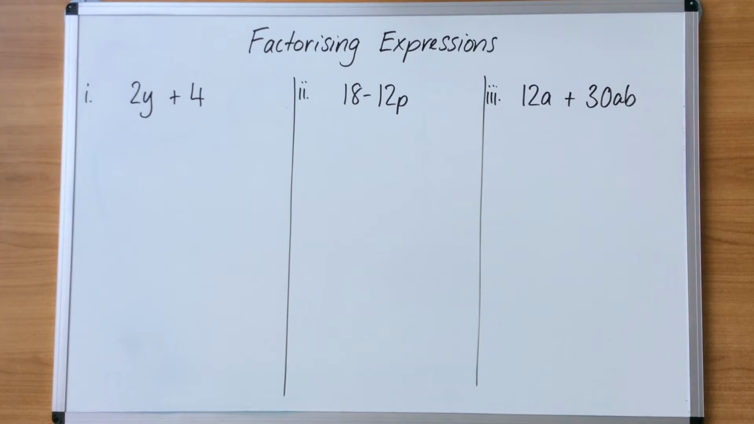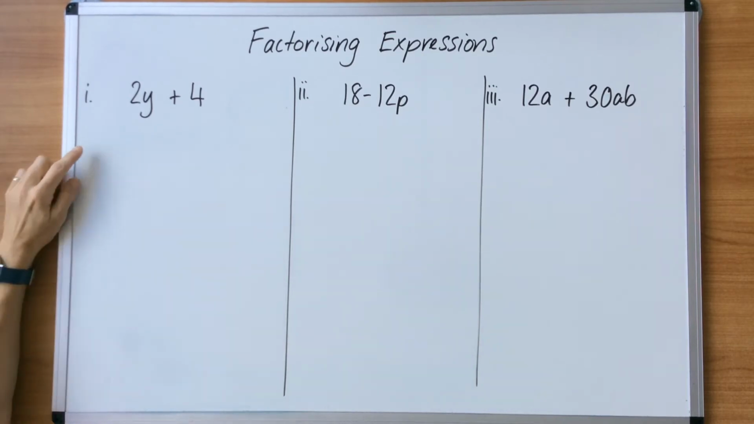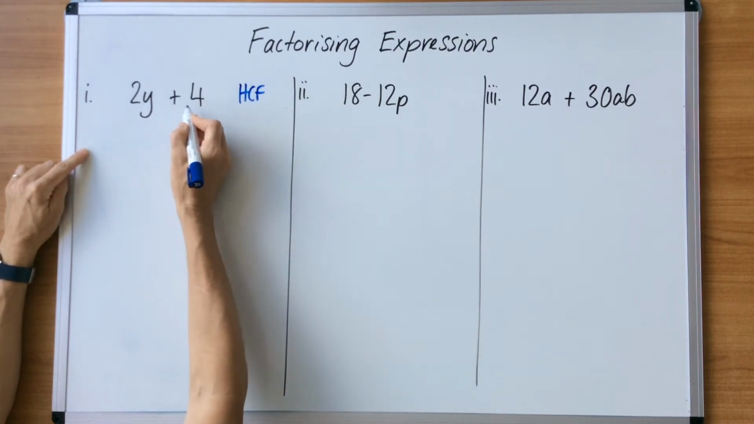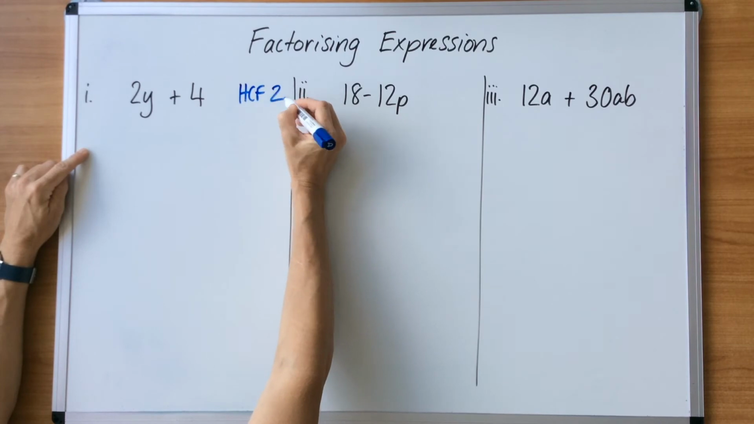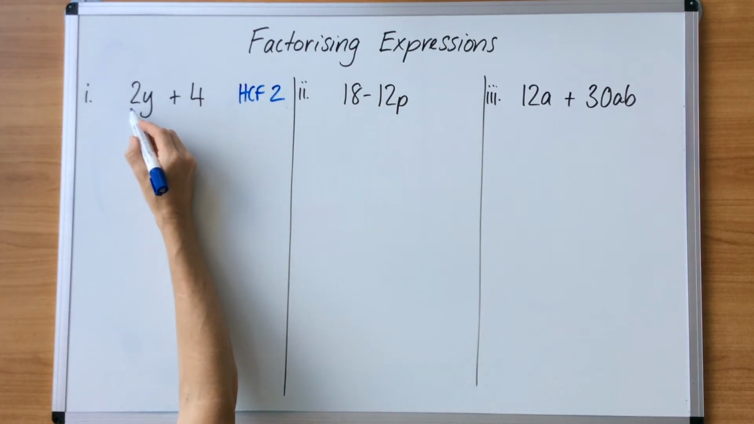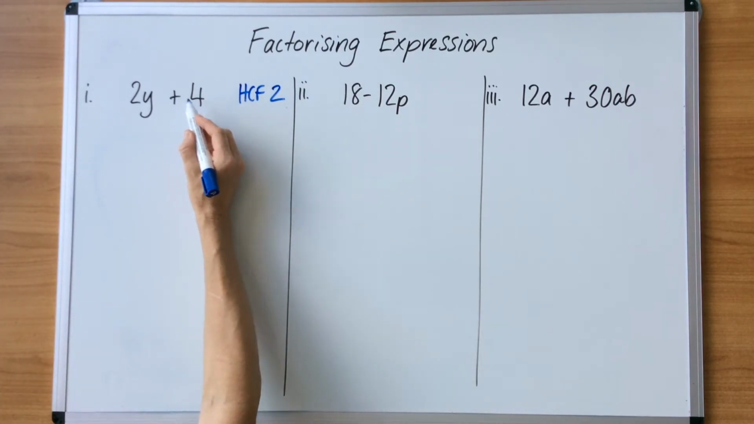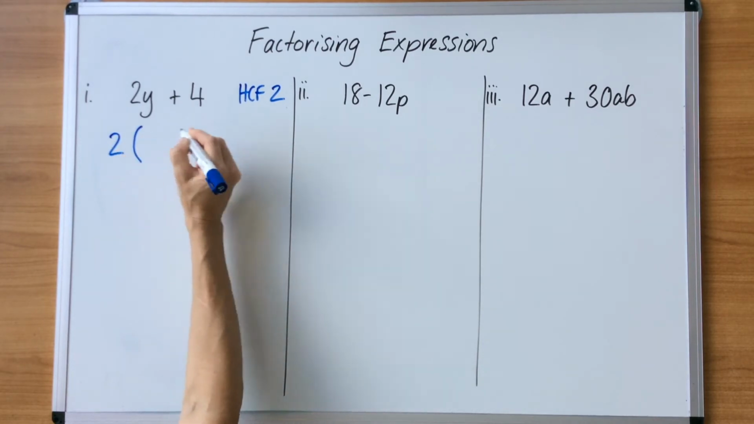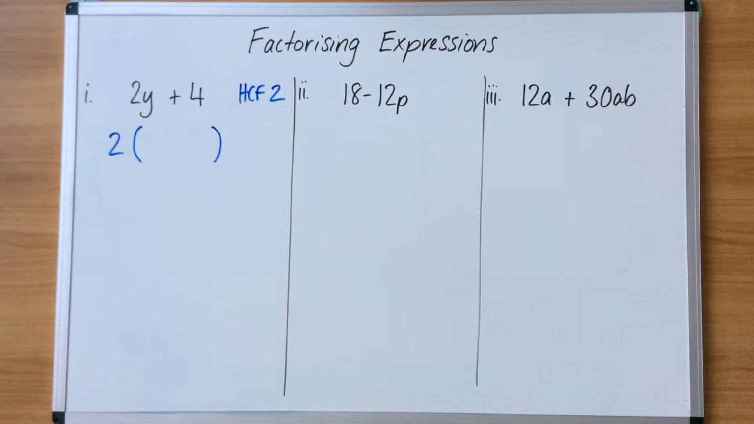Let's now take a look at some questions. Question 1 here says 2y plus 4. The first thing I need to do is find the highest common factor of both 2 and 4. And that number is 2 because it goes into 2 once and into 4 twice. So I take that number, I place it in front of the brackets and just open some brackets and leave it like that. So once you get the highest common factor, place it in front of the first bracket, leave a space, then close the bracket, and now you're going to figure out what goes inside.